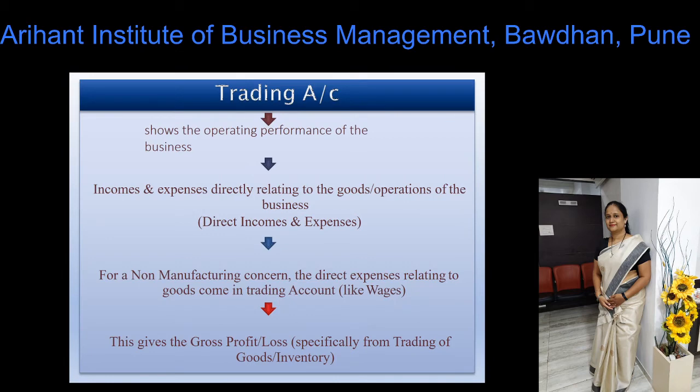Trading account shows the operating performance of a business. Income and expenses directly related to the goods and operations of a business: direct income and direct expenses. For a manufacturing concern, the direct expenses relating to goods come in the trading account, for example, wages. This gives gross profit or gross loss, especially from trading of goods and inventory.